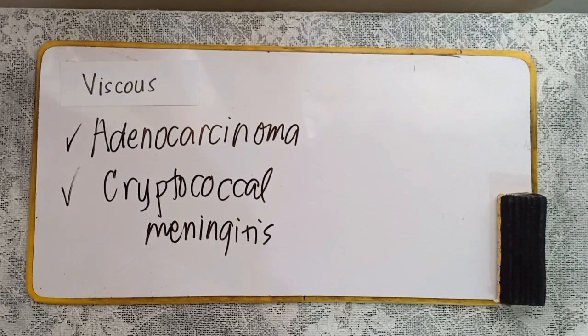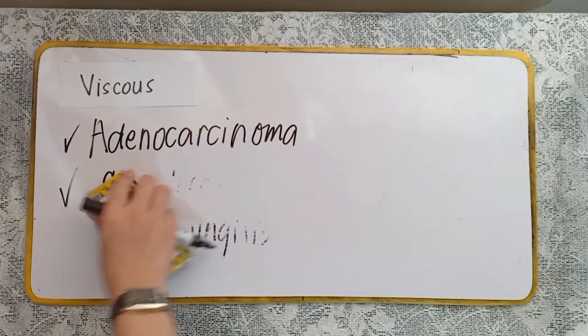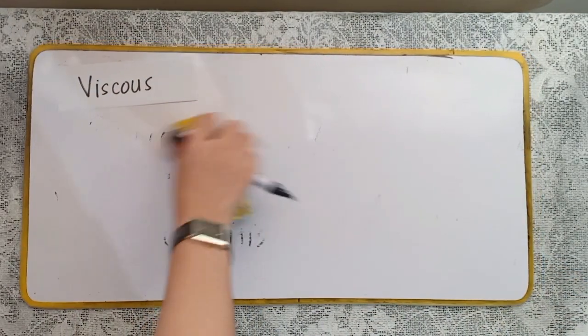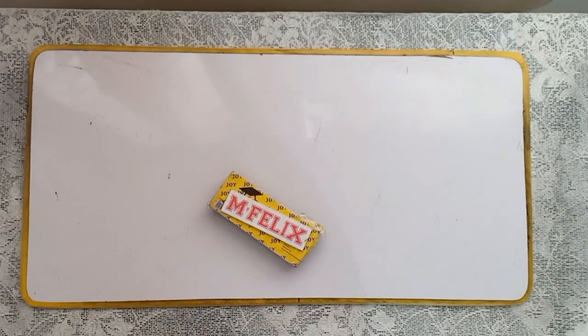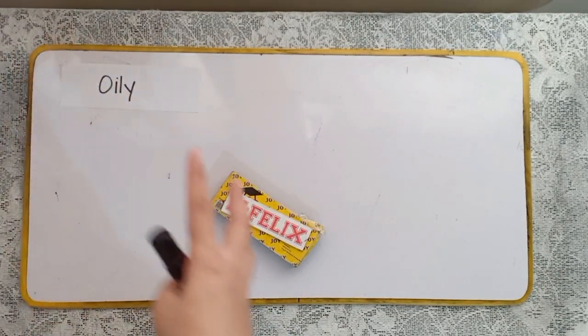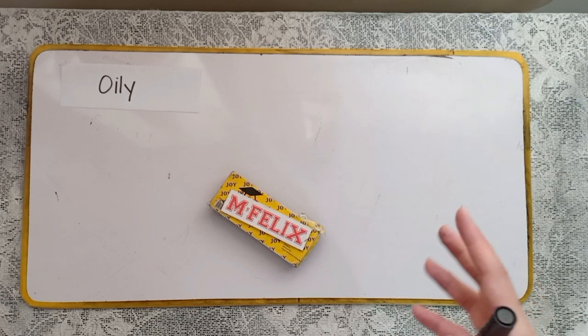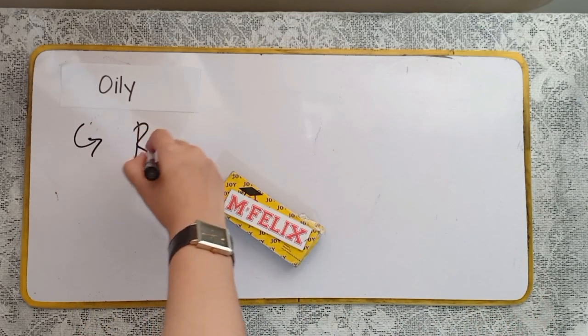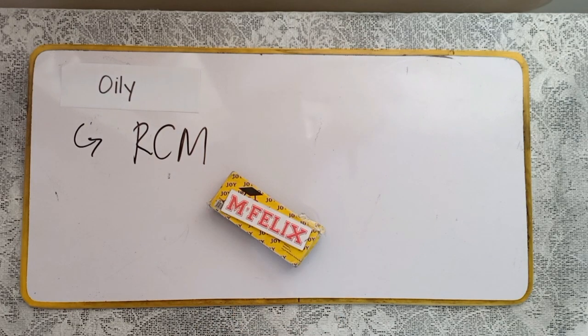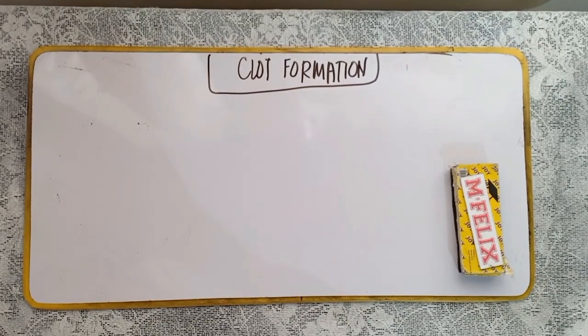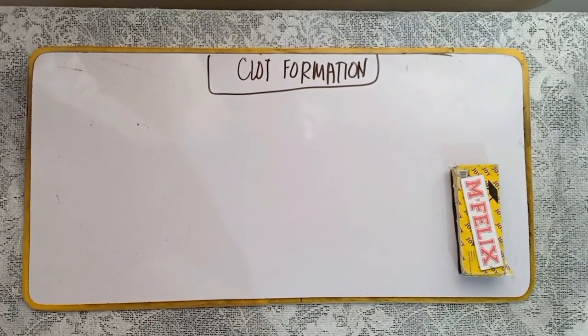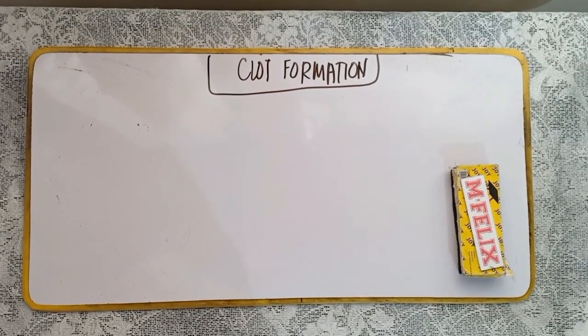And then next we have your oily CSF sample. An oily CSF sample, class, has only one indication: the presence of radiographic contrast media. And then next, we have clot formation. Clot formation, class, may be present in patients with traumatic tap owing to the introduction of plasma fibrinogen into the specimen. This is what I mentioned earlier.